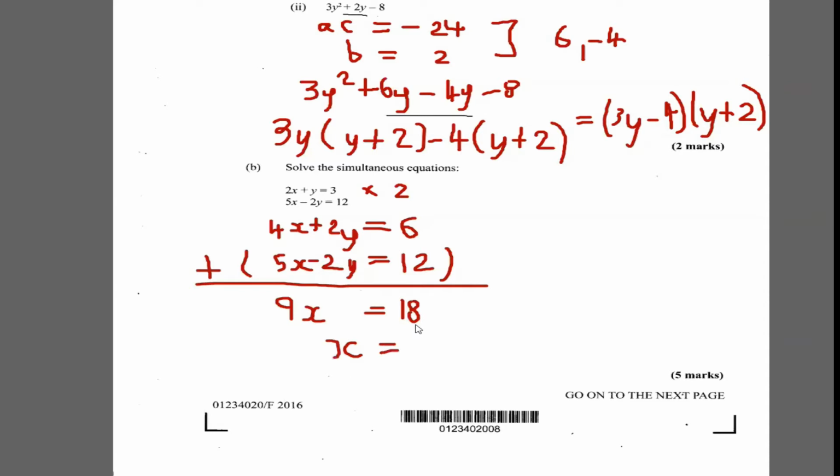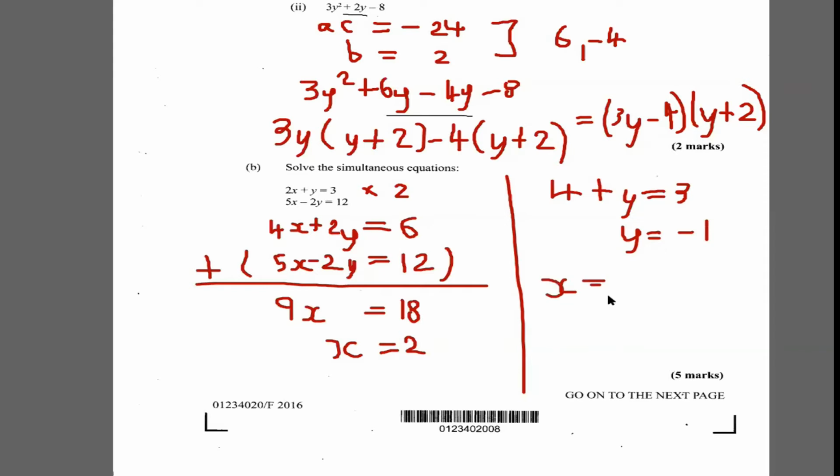Now that x is 2, you're going to substitute x being 2 into any one of these equations. Let's do it in the first one. If x is 2, 2 times x becomes 4, plus y equals 3. Then clearly y must equal negative 1. And so the solution is x equals 2 and y equals negative 1.